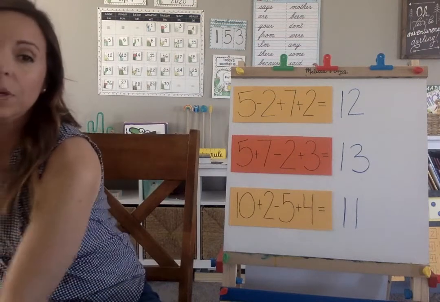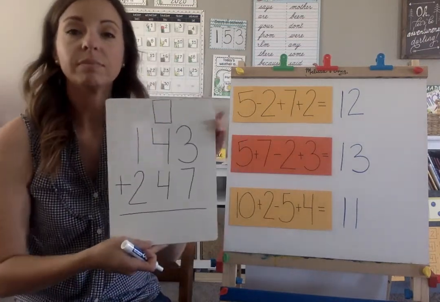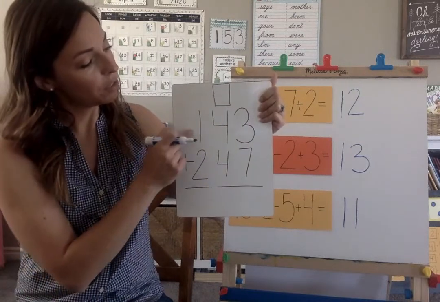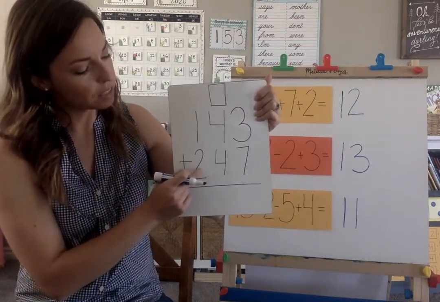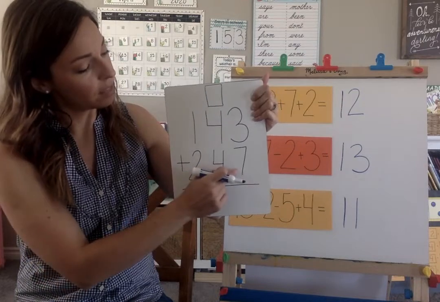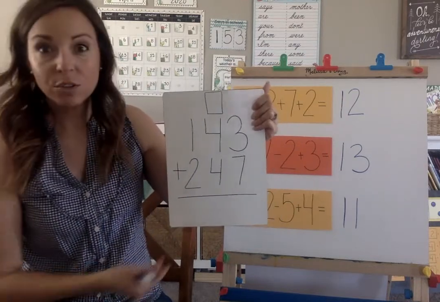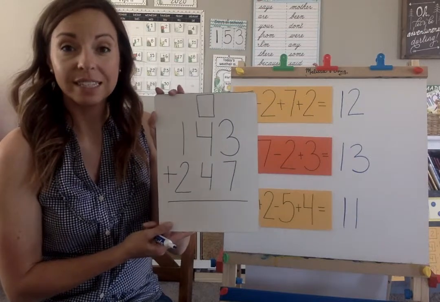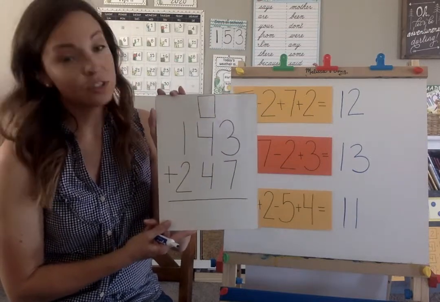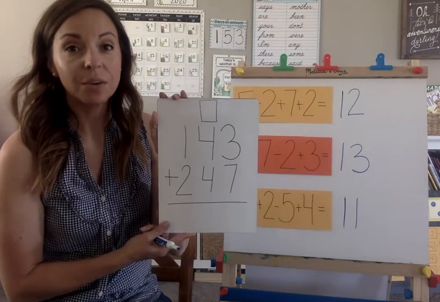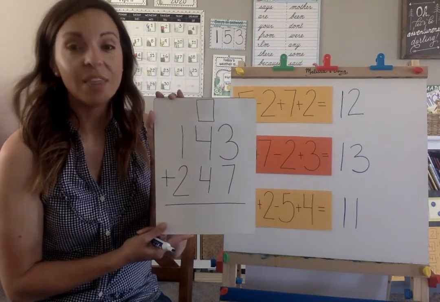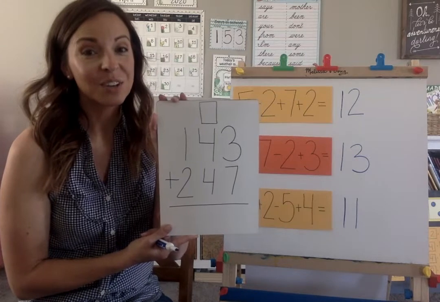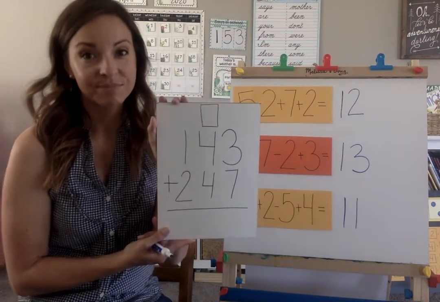Now I want you to get your whiteboard, and I want you to write this combination on your whiteboard. 143 plus 247. Now, I want you to try to do this on your own, and then we'll go over it together, okay? But I want you to go ahead and pause the video, work on this, and then unpause it to see if your answer was correct. So go ahead and pause the video now.